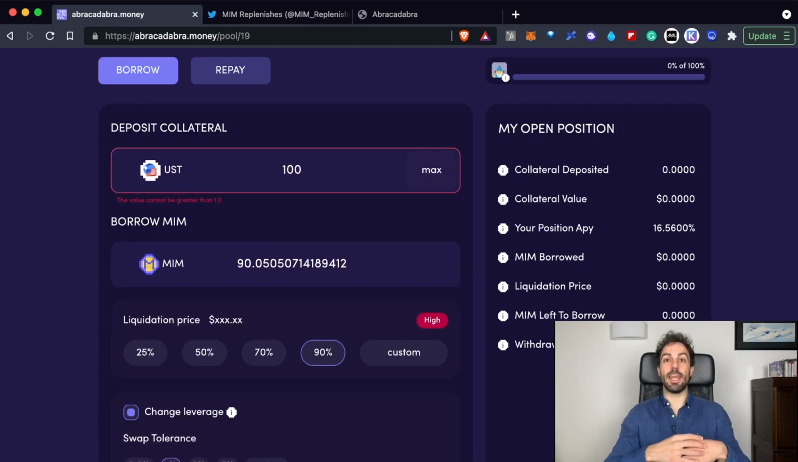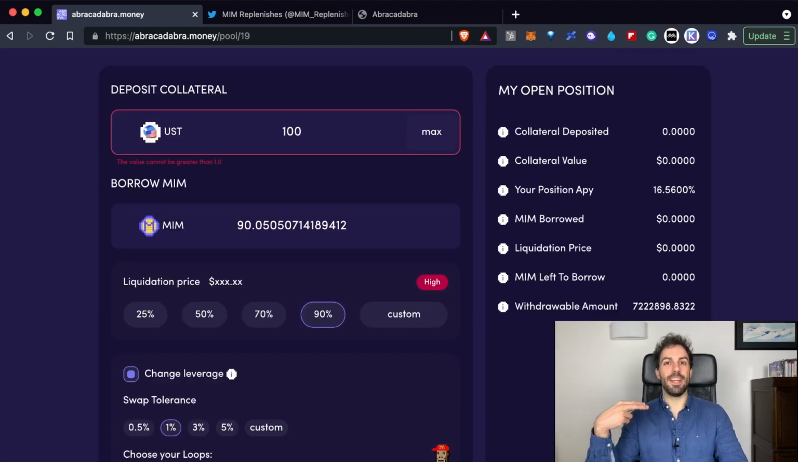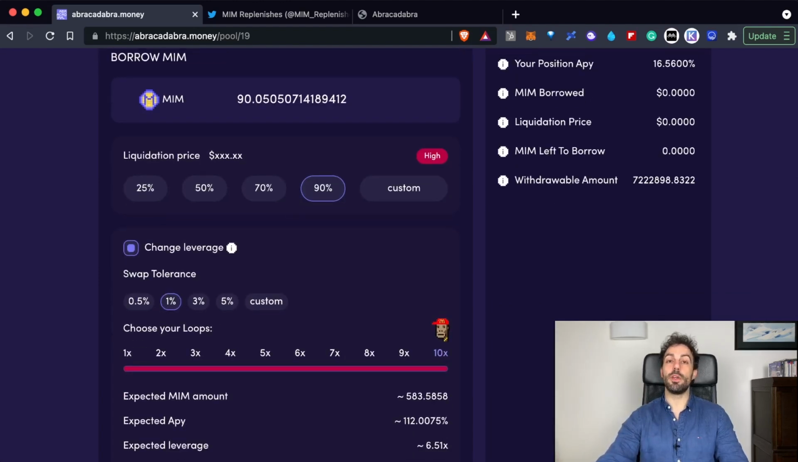It means that you can ask the platform to reinvest the MIM that you have just borrowed in a loop. In this case the platform will take your MIM, convert it into USD, and start earning another passive income from USD. After that, it will take your USD again in order to borrow some other MIM, and it will keep going with this cycle for the number of loops that you have decided here. It could be 1 to 10.